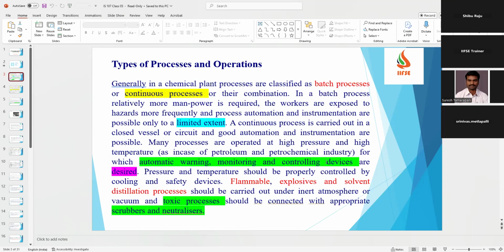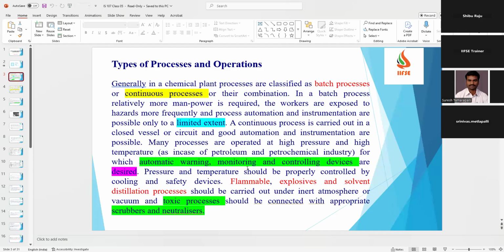The continuous process is carried out in closed vessels or circuits, and good automation and instruments are possible to implement in continuous process systems. And again, many processes are operated at high pressures and temperatures. As we know, chemicals we do always at high temperatures and high pressures to get the desired quality or parameters. In the case of petroleum and petrochemical industries, automatic warning, monitoring, and also controlling devices are decided.